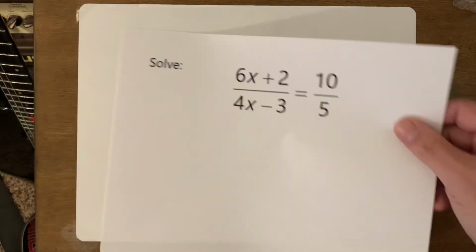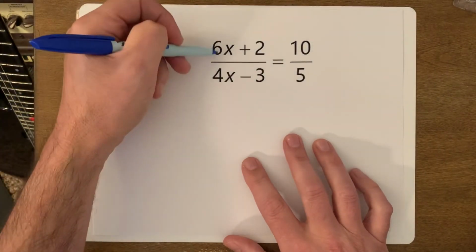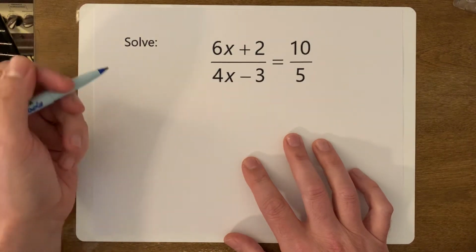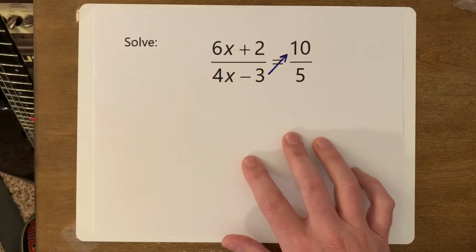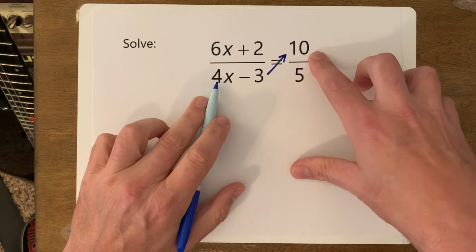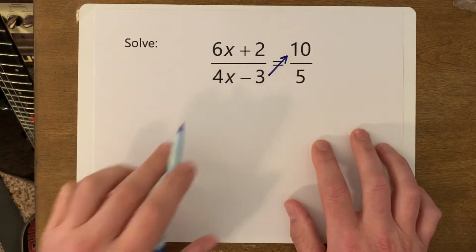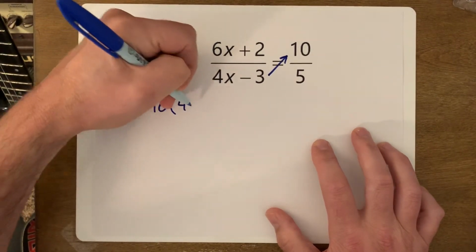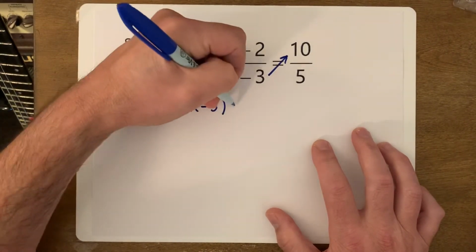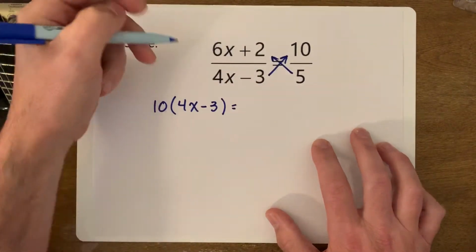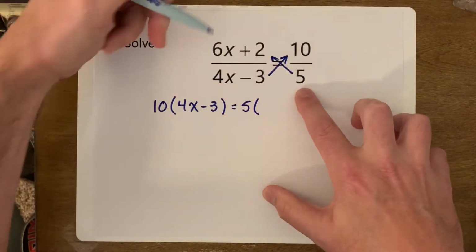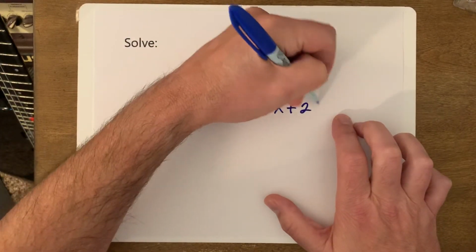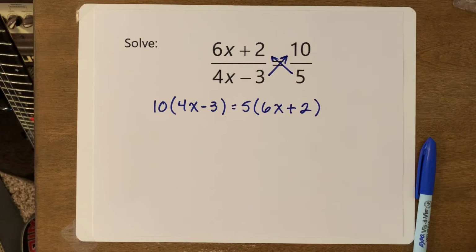My last example is kind of like the last one, except I just put some coefficients in front of the x's. So let's try this one. Let's do this one first this time, just to see what happens. So we have 4x times 10. And if you weren't comfortable doing the distributing as you go, we could always do it this way. 10 times 4x minus 3 equals, and we can do this, 5 times 6x plus 2, like that. We can now distribute.